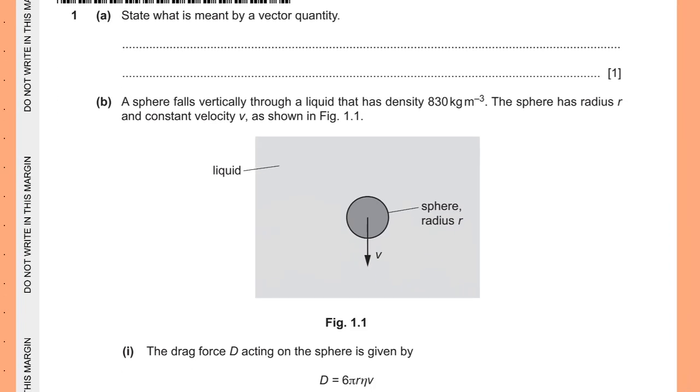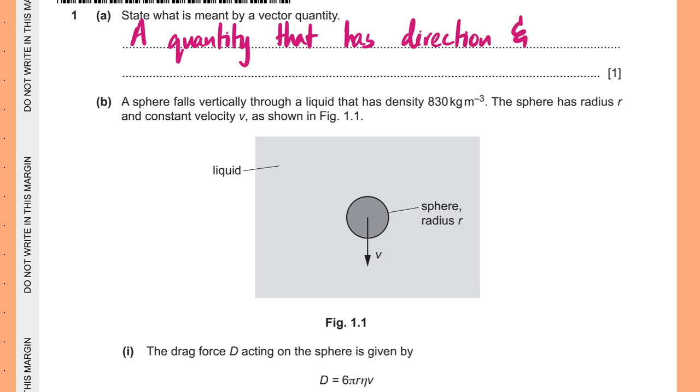So the first question, let's look at this. State what is meant by a vector quantity. Very straightforward. So a quantity that has direction and magnitude both, right?